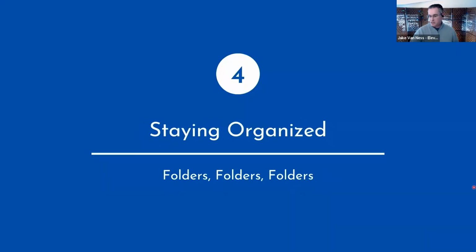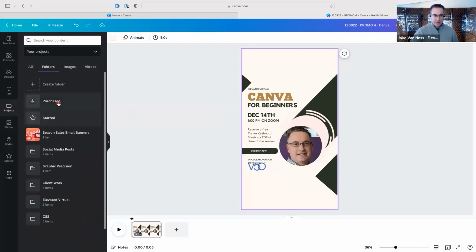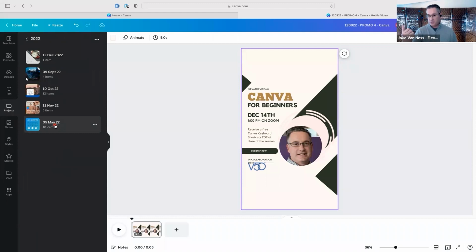So, staying organized, I'm going to, again, talk about how important these folders are. And what is really cool is you can do folders and folders. So for example, I have social media posts, then 2022, and I have the last couple months. And I have it in these, but if I wanted to sort it by weeks, or say I wanted to sort it by my 2 companies, I could put a folder in that says Graphic Precision. I could put a folder in there that says Elevated Virtual. You can just go as deep as you want to stay organized.